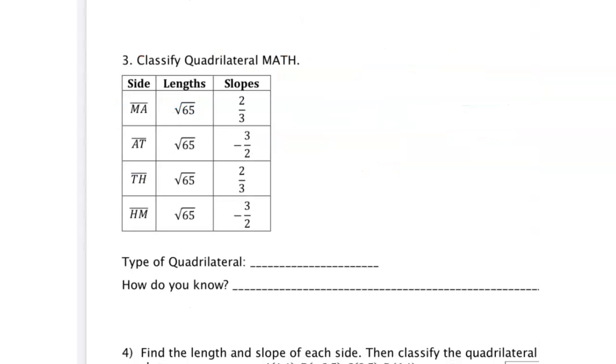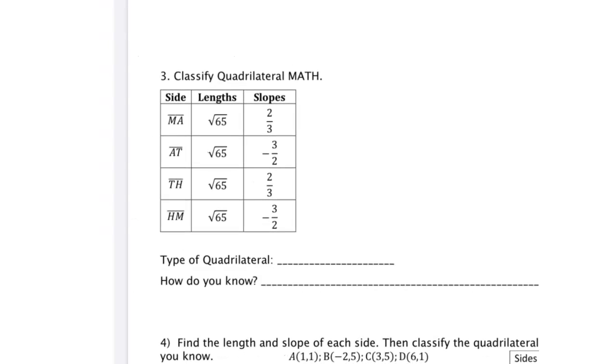So therefore our final equation is y equals negative 6x plus 43. All right, next we have number 3. Classify quadrilateral MATH. This comes from lesson 5. So if you need to go back and reference it, it's in lesson 5.